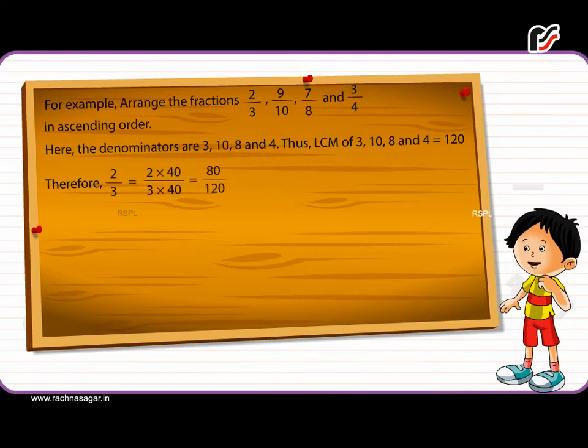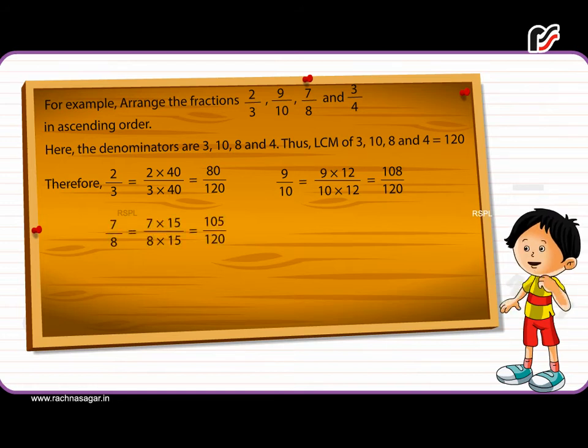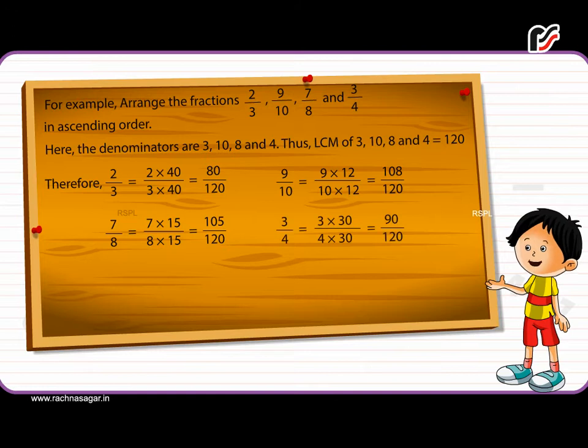Therefore, 2 by 3 is equal to 2 into 40 divided by 3 into 40, which is equal to 80 by 120. 9 by 10 is equal to 9 into 12 divided by 10 into 12, which is equal to 108 by 120. 7 by 8 is equal to 7 into 15 divided by 8 into 15, which is equal to 105 by 120. And 3 by 4 is equal to 3 into 30 divided by 4 into 30, which is equal to 90 by 120.